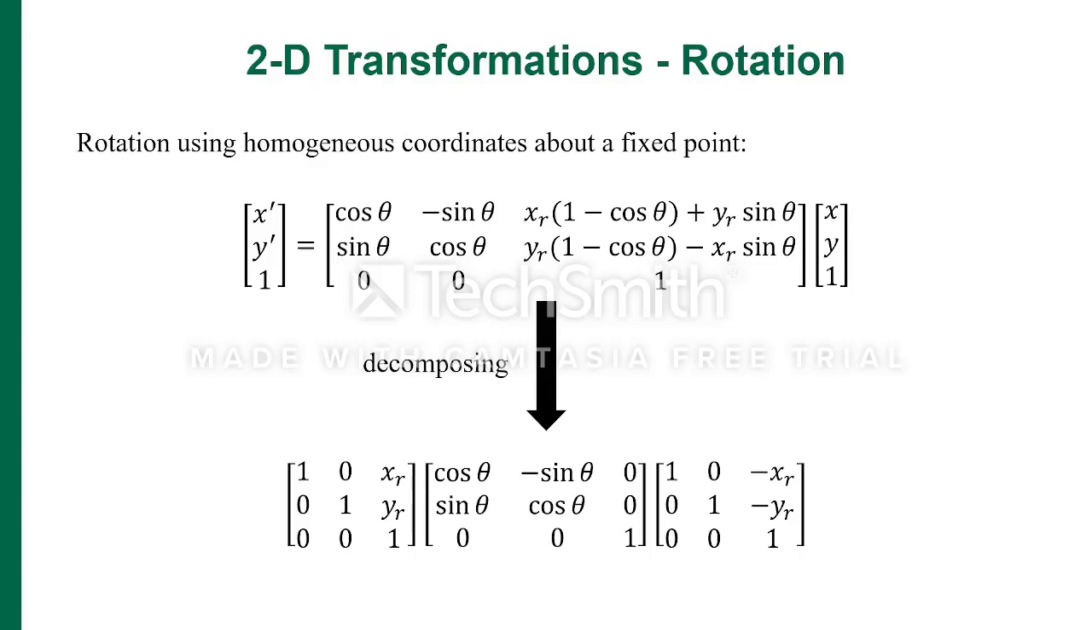So considering rotation using homogeneous coordinates about a fixed point xr and yr, by decomposing the following matrix, we have the following. The matrix on the bottom consists of three matrices. It is pretty much equal to the three steps mentioned earlier. So we first translate it to the origin. Then we rotate it by the angle, and next we translate it back to its original position.